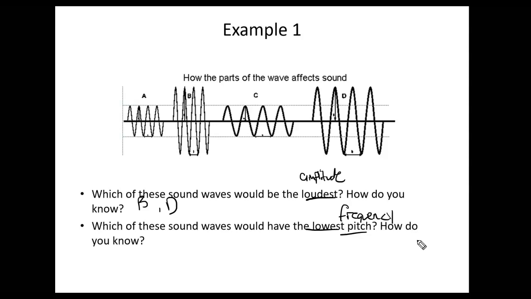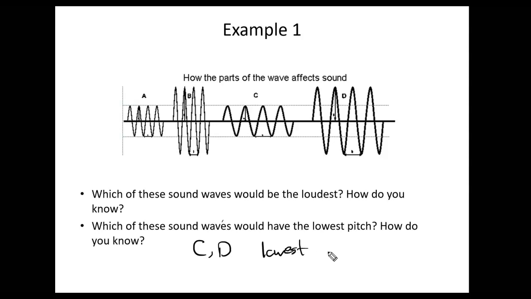And just looking at these waves, just kind of looking at the spacing between these waves, it appears to me that A and B, so actually C and D, I misread the question. Look, C and D would have the lowest pitch, okay?